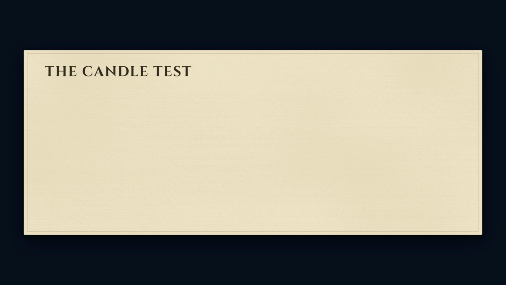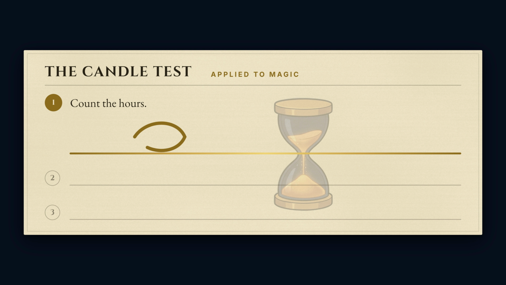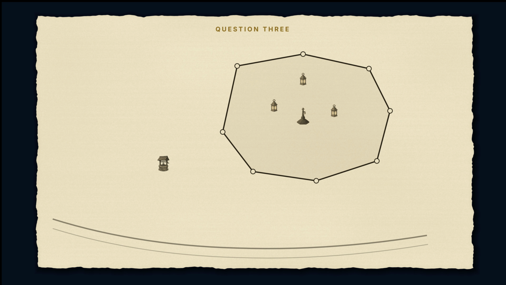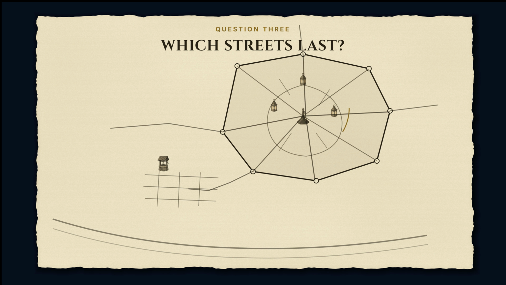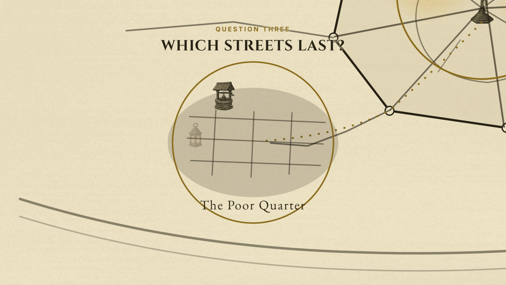Now put the candle test to the magic in the same 3 questions. Question 1, count the hours. And the hours are infinite. That's the last easy answer the spell gives you. Question 2 is still who pays. And now somebody made that light, which means whoever made it sets the terms. Then comes question 3. Ask which streets in that city get the lanterns last, and you've drawn the poor quarter of your world without meaning to.